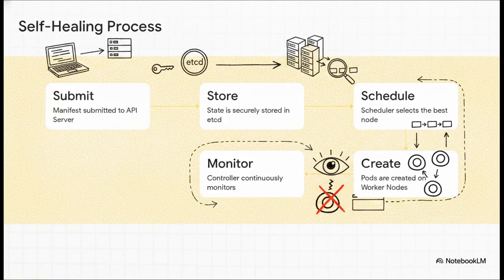Let's trace just how incredibly fast this happens when things go sideways. Step 1. You submit a manifest to the API server asking for 3 replicas. Step 2. That desired state is securely stored right into etcd. Then step 3, the scheduler selects the best healthy worker nodes. Step 4, the pods are actually created on those nodes. Exactly. And step 5, the controller manager continuously monitors the whole situation. The very second a pod dies, the controller tells the API server to make a new one. The scheduler finds a fresh node, and boom, recovery happens instantly. Manual intervention is completely out of the picture.